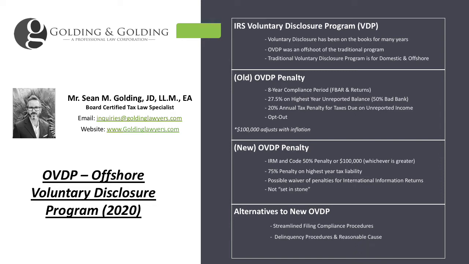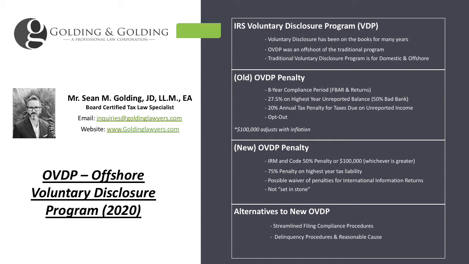So OVDP was an offshoot of the traditional voluntary disclosure program. The traditional voluntary disclosure program has been on the books for many years. OVDP was an offshoot that was developed in 2009 when it was called OVDI, and then it was changed to OVDP. The penalties changed over time, and then the program closed in 2018, September 28th, I believe.